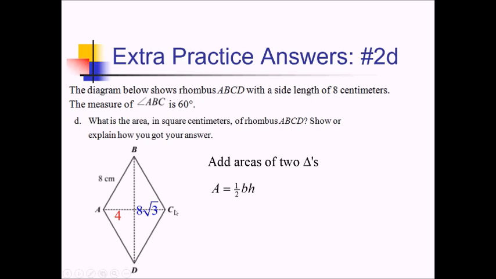So base times height then, that's going to be 1/2 times 8 radical 3 times 4. Well, that's 4 radical 3 times 4, which is 16 radical 3. So that's the area of this left half of the rhombus.